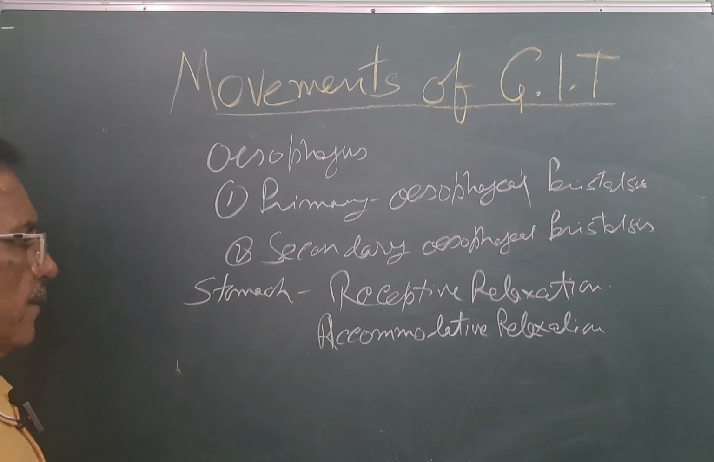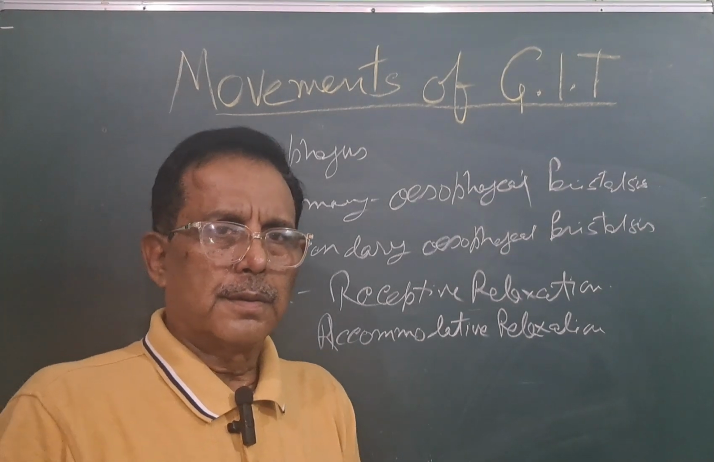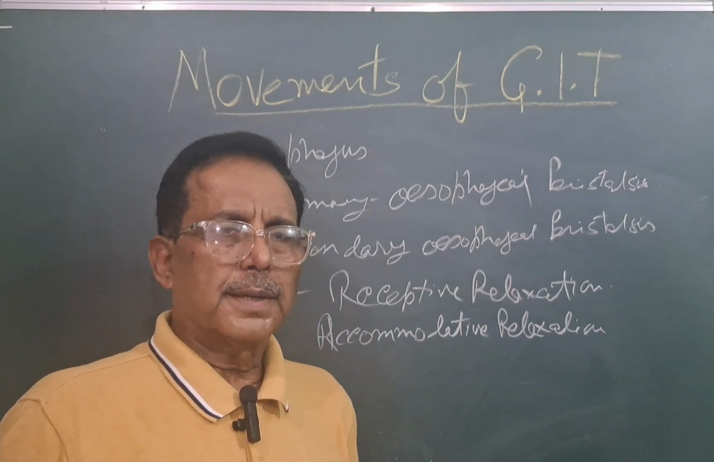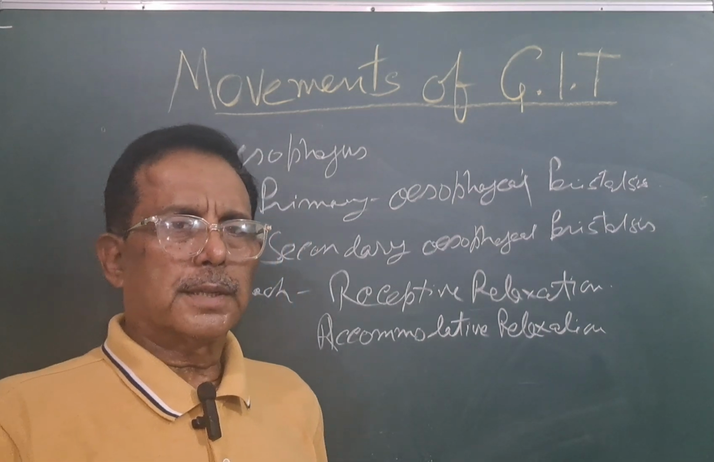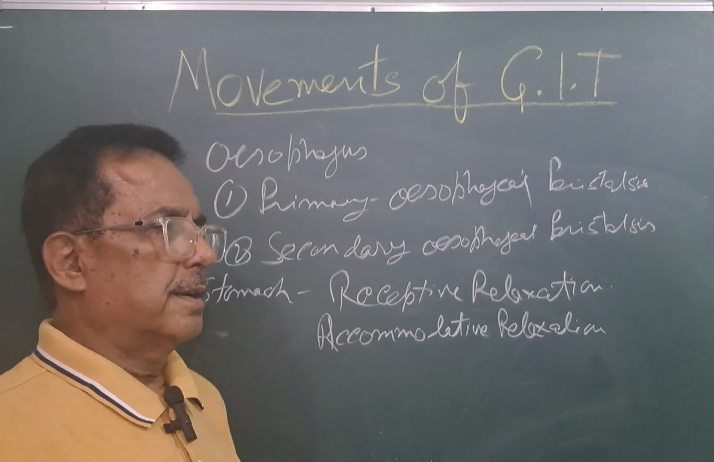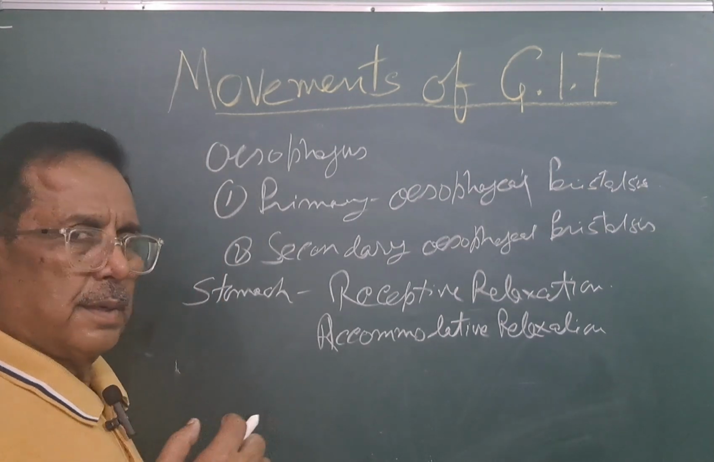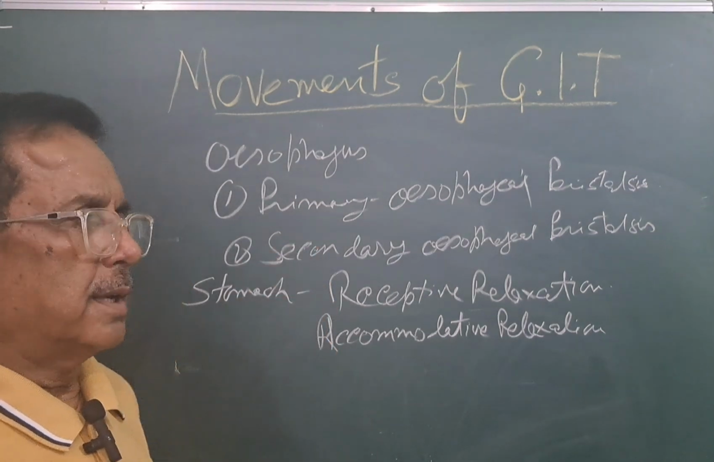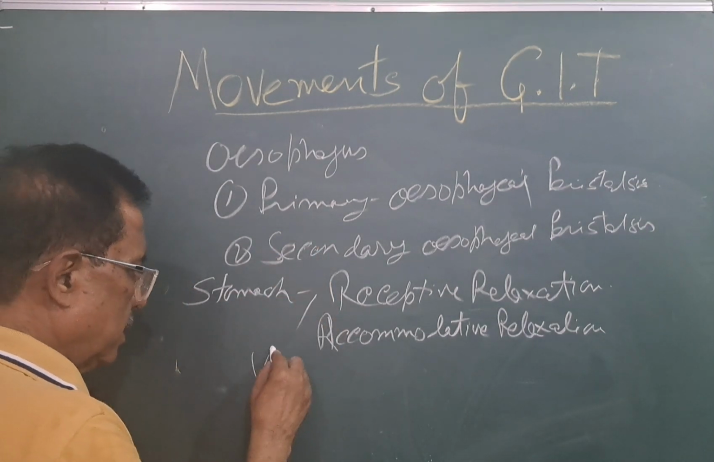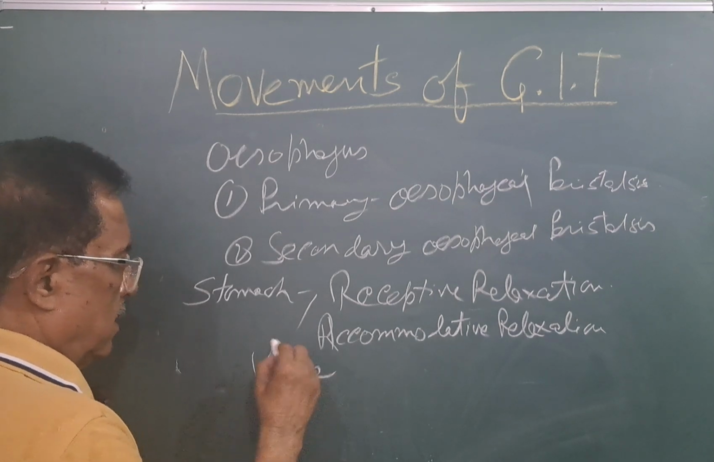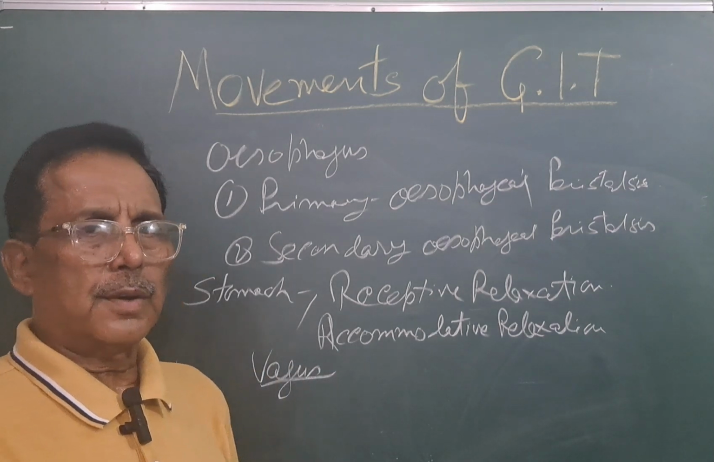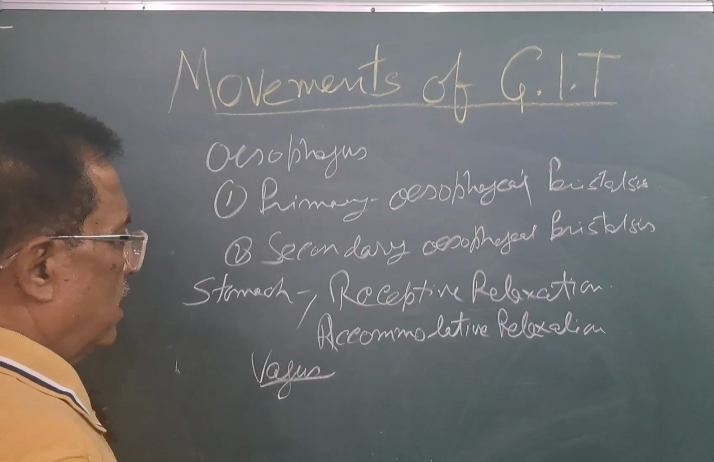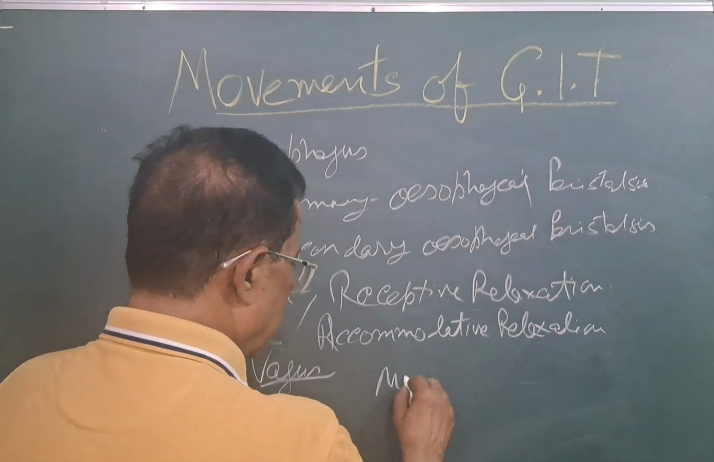Relaxation is due to stretching of the stomach. The wall of the stomach stretches, which causes many types of stimuli and initiates impulses that go to the higher centers, and from the higher centers through the vagus, the stimulus causes relaxation of the stomach. And this is the vasovagal reflex. Now, mixing of food.